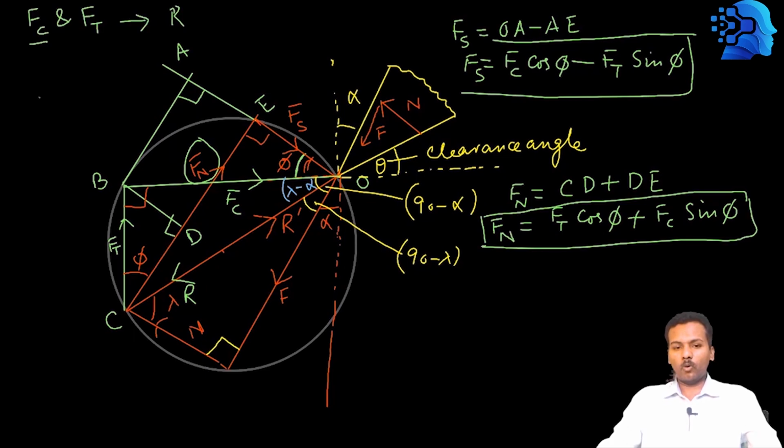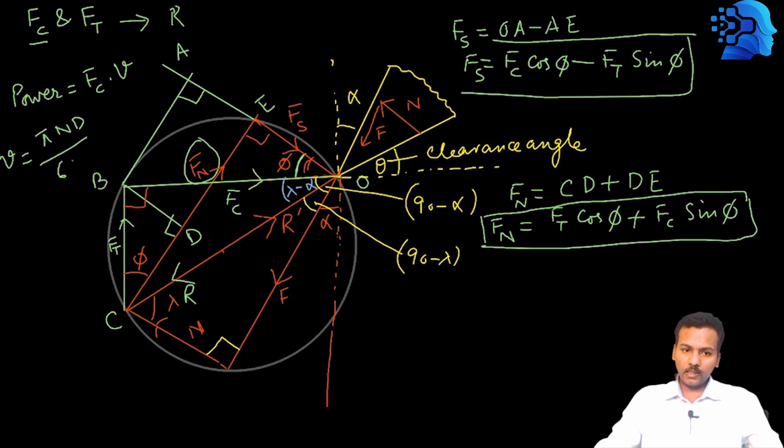So this is the value of Fn. Suppose there is a term given, power consumption, then you know that the power consumption is equal to Fc into V. V can be calculated in a turning operation. If there is a turning operation, then it can be calculated by pi D N by 60, where D is the diameter, N is the rpm, rotation per minute, divided by 60 to calculate the rotation per second. All units are in MKS.